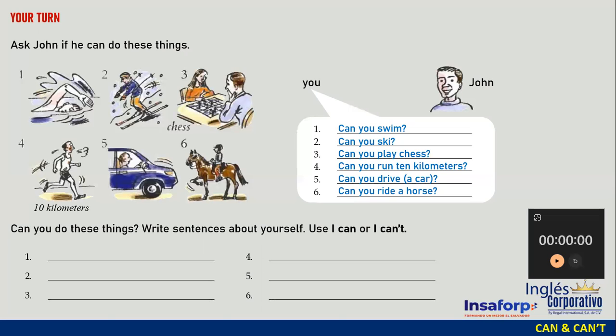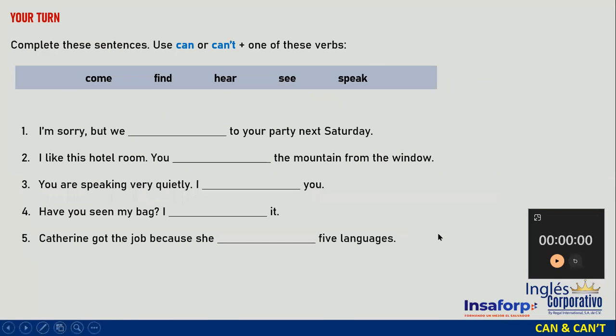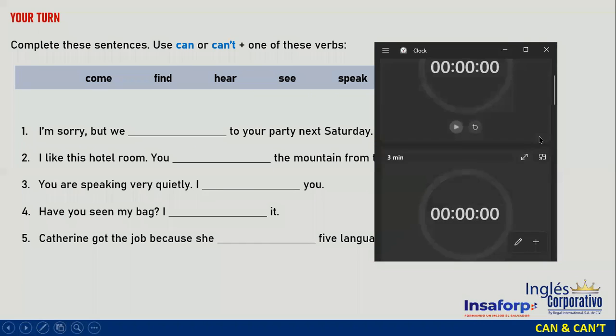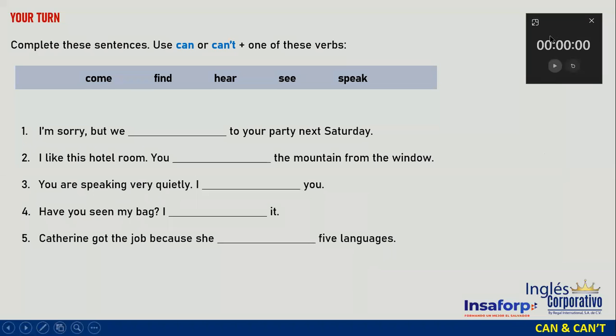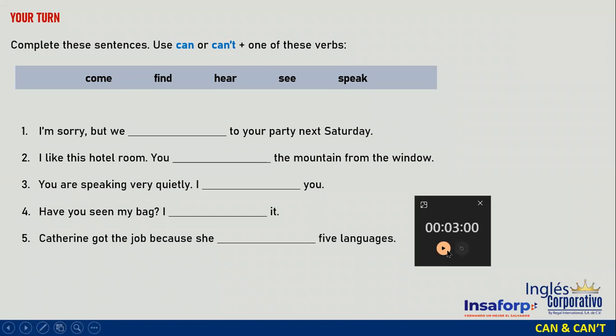Muy bien. As you can see, I mean, it's a very easy topic, right? When it comes to usage. So let's go ahead and move on to the next exercise. Pero para este, pues, es super cortito, so I'm going to give you just 3 minutes. Okay, so you have 3 minutes to complete this. And your 3 minutes begin right now.